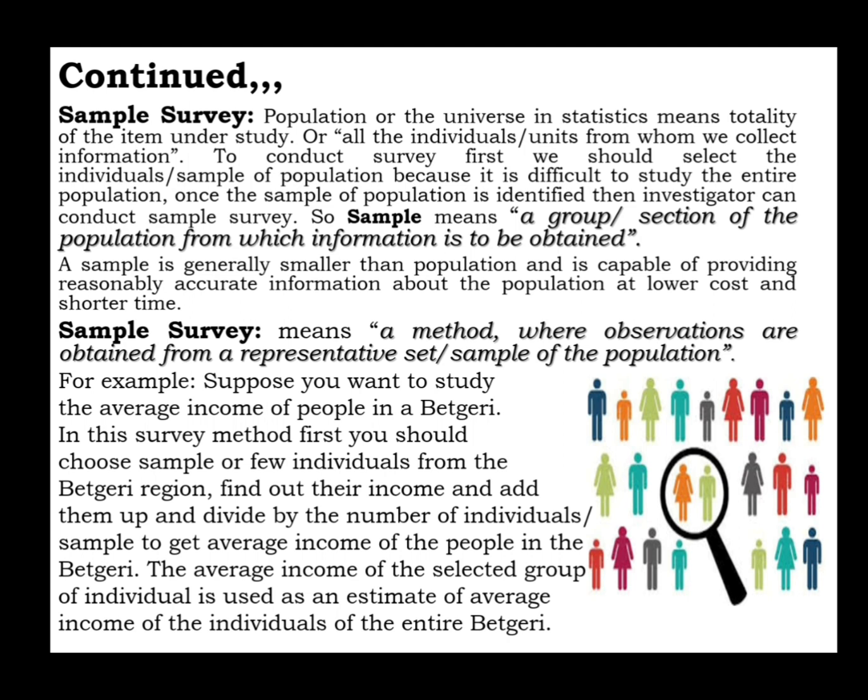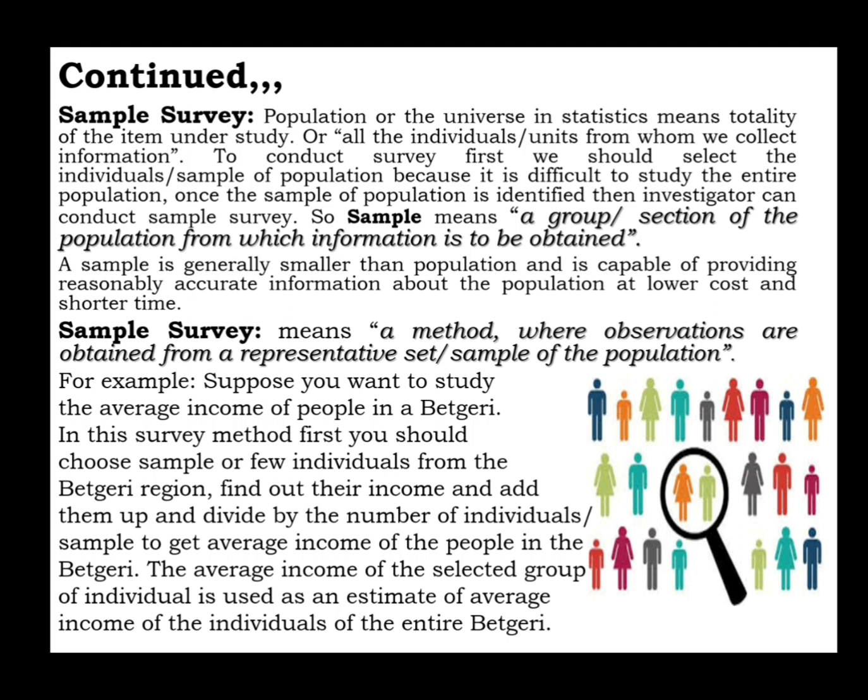Instead of collecting information from the entire population, if we conduct the survey with only representative units, that can give us reasonably accurate information about the population, and we can incur lower cost and shorter time to collect the information. That's why we select samples or individuals from the population.